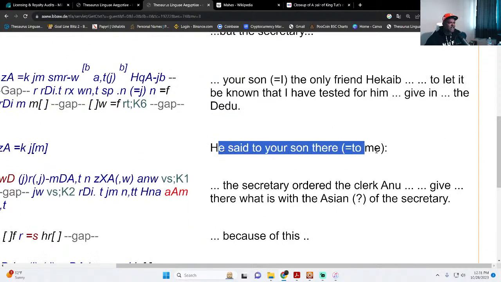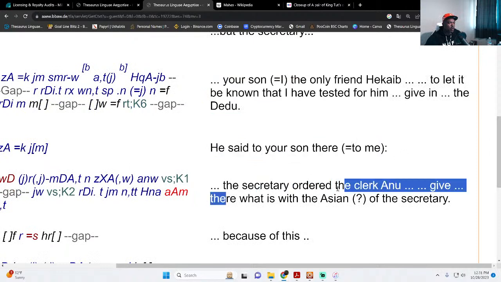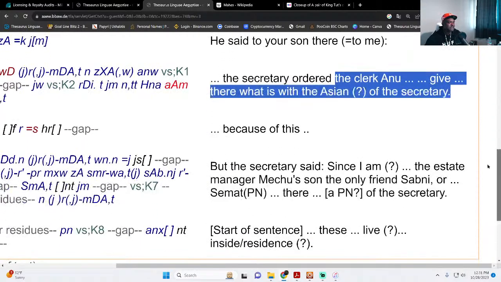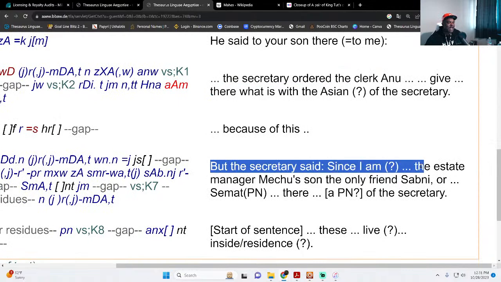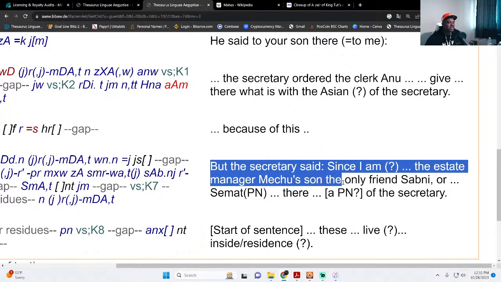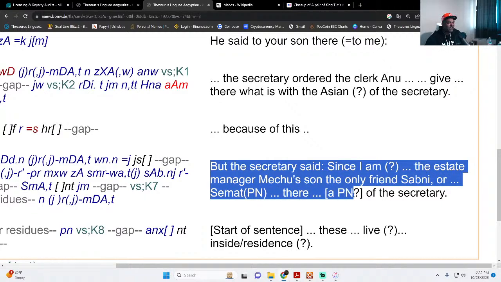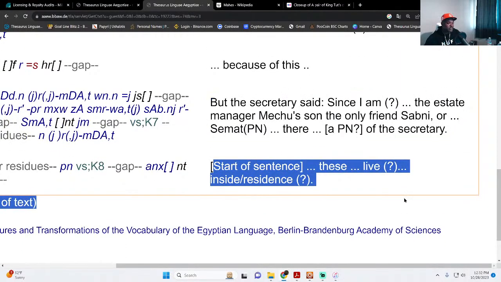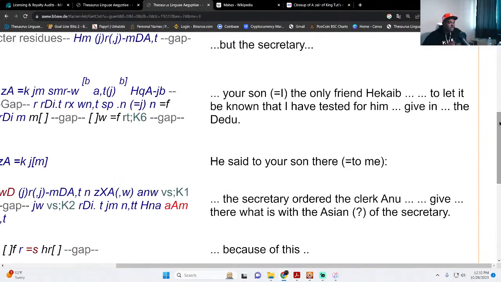He said to your son there, to me, the secretary ordered the clerk Anu to give there what is with the Asian of the secretary. And because of this, the secretary said, since I am the estate manager, Menchu's son, the only friend of Sa Nibi or Samat there, some personal name, of the secretary. Now again, you'd have to do a detailed study of this text to even see what the hell they're talking about. But it appears they're trying to give something that was with an Asian to a secretary.